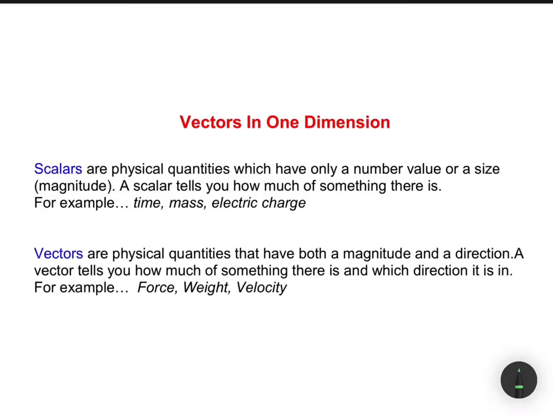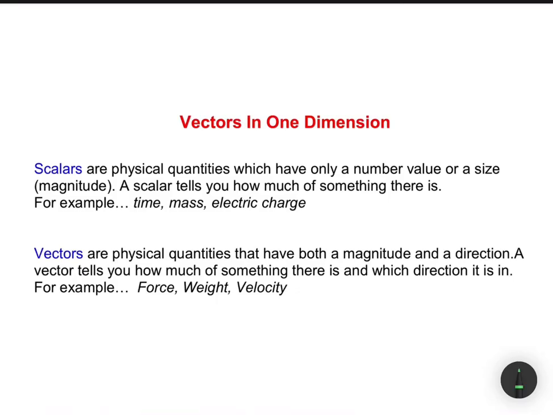But then vectors, on the other hand, are physical quantities that have both a magnitude and a direction, right? A vector tells you how much of something there is and in which direction it is. For example, we have force, weight, and velocity, right? Those are all vectors because they tell you the magnitude and the direction. When you're applying a force, you're applying a force in which direction?